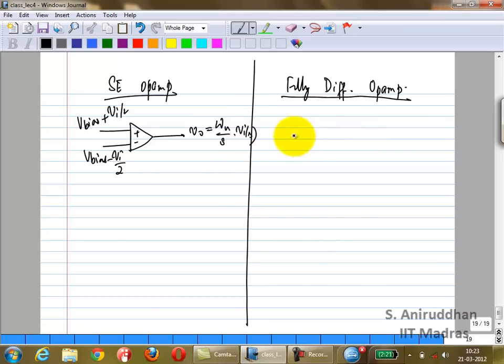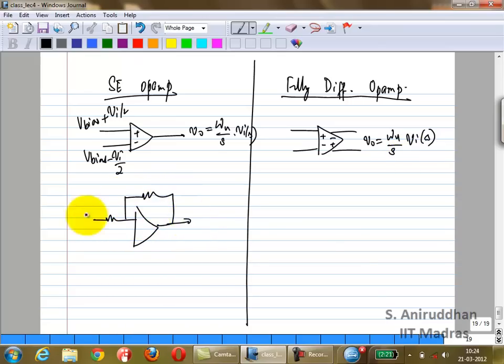Okay? So similarly, even for the fully differential case, you want something like this, right? That's your final goal, to design something like this. So let's go back to our example. You had R1, this is an inverting amplifier. You had VI and VO. So how do you do the same thing here? How do you do this kind of inverting amplification in the case of the fully differential?